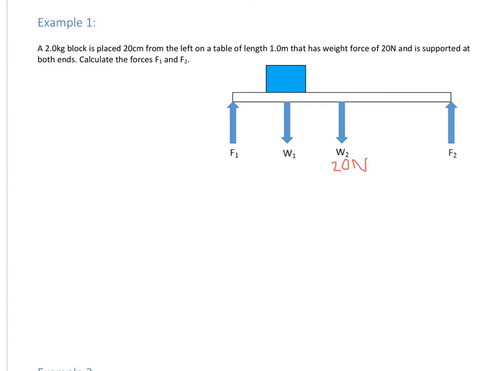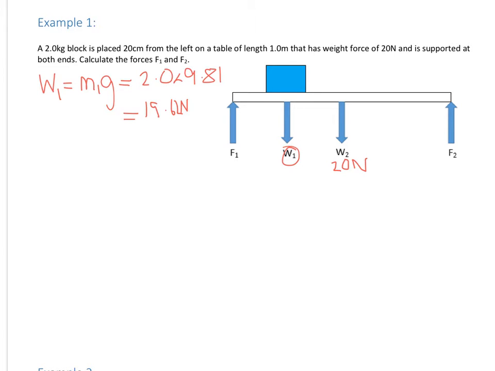So the first thing we do is calculate the weight force of the block, so W1. That's going to be the mass times g, which is 2.0 times 9.81, which is the value of g we use in the physics course. If we type that into our calculators, we end up with a value of 19.62 newtons. I'm not going to round that at this stage because we're going to need it in the calculation. So we've calculated W1. This is where we're going to use the principle of moments.